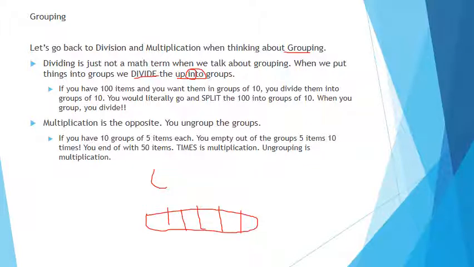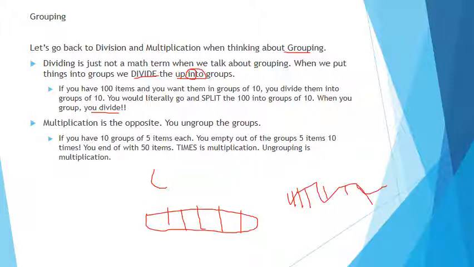If you have 100 items and you want them in groups of 10, you divide them up into groups of 10. I have 100 things here, and you divide them up into groups of 10, and of course you end up with 10. So when you want to get groups from items, you divide. Now multiplication is the opposite.